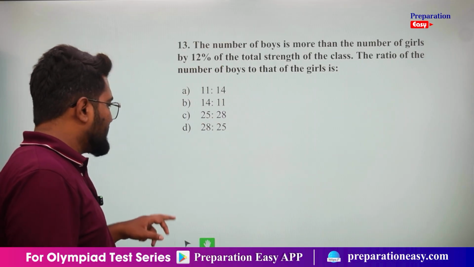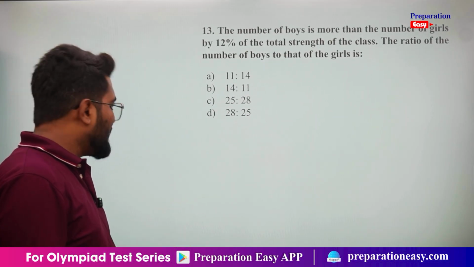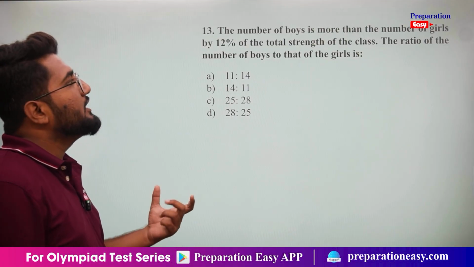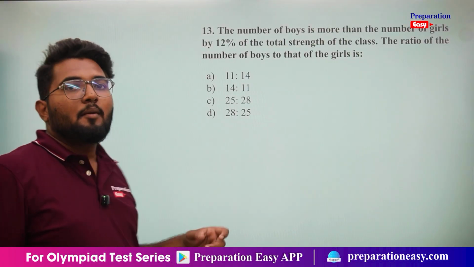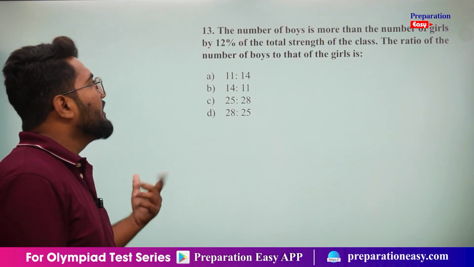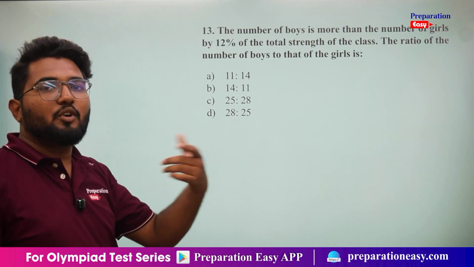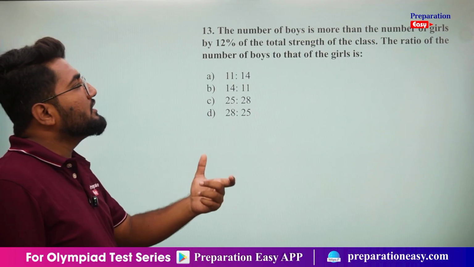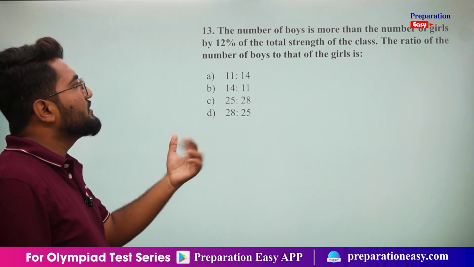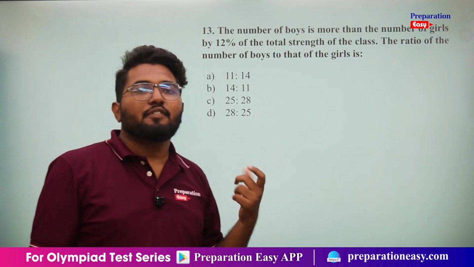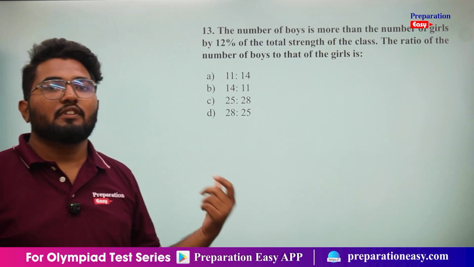What is the next question? The number of boys is more than the number of girls. By how much? 12%. 12% of the total strength of the class. We have to find the ratio of the number of boys to girls.